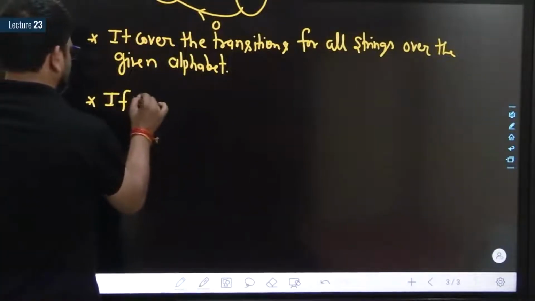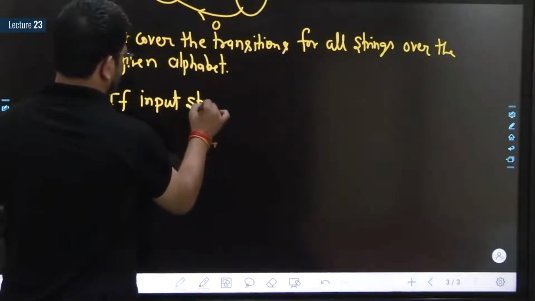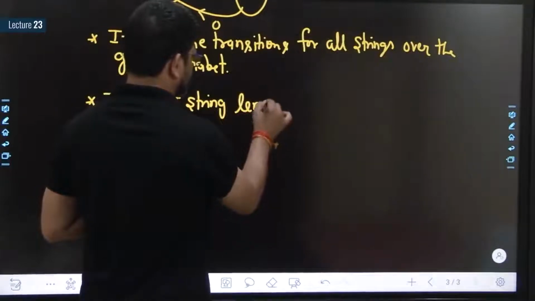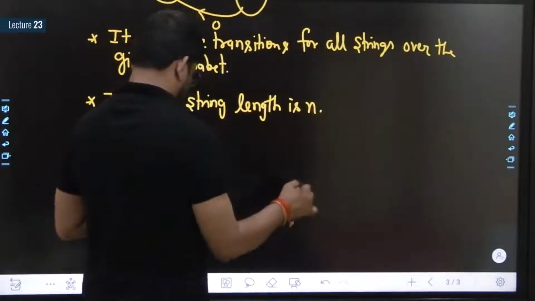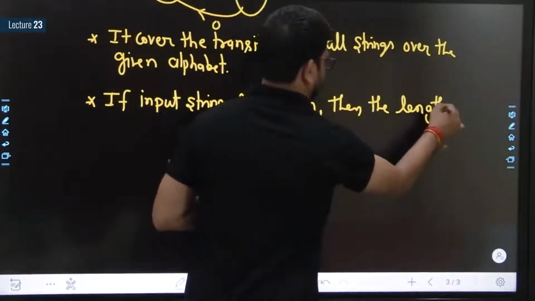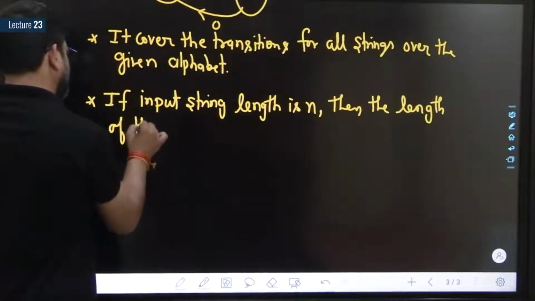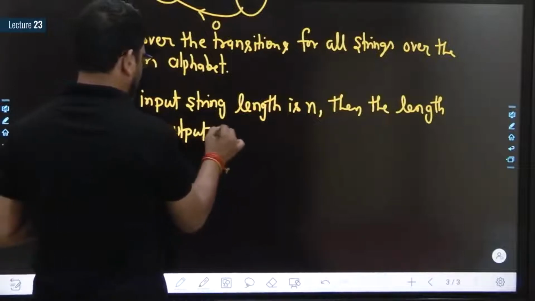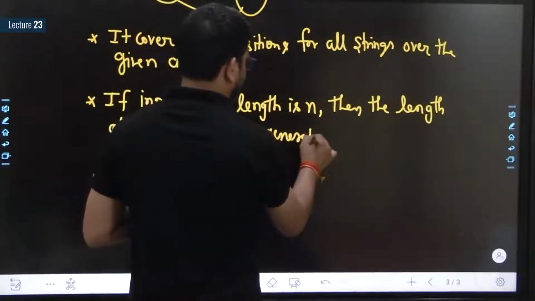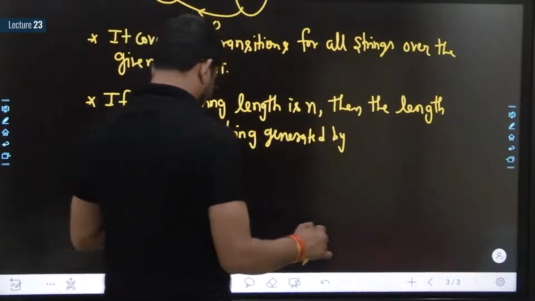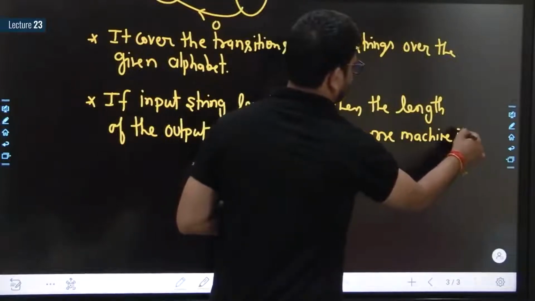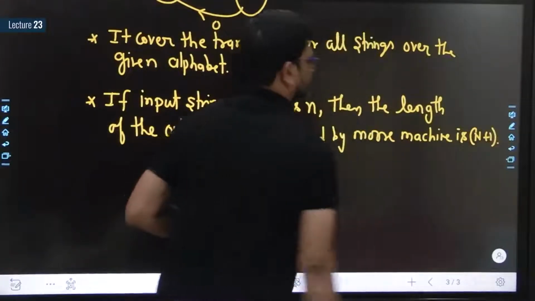If input string length is n, then the length of the output string generated by Moore machine is n plus 1. Clear?